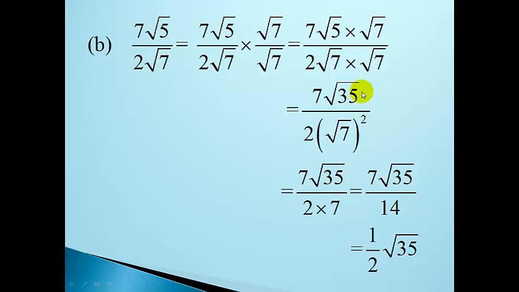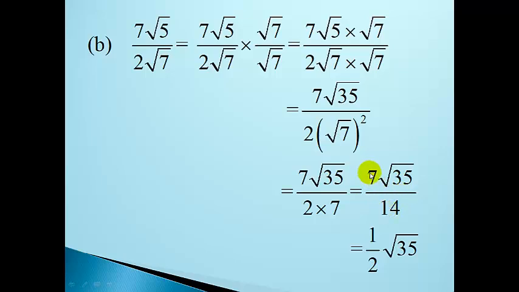All divided by, the coefficient of the surd root 7 here is 1. So when we multiply 1 by 2, the answer is 2. Now root 7 times root 7 is root 7 all squared, and now the square will cancel the root. So we are left with 2 times 7. So this is equal to 7 root 35 divided by 2 times 7, and 2 times 7 is equal to 14. So we have 7 root 35 divided by 14.